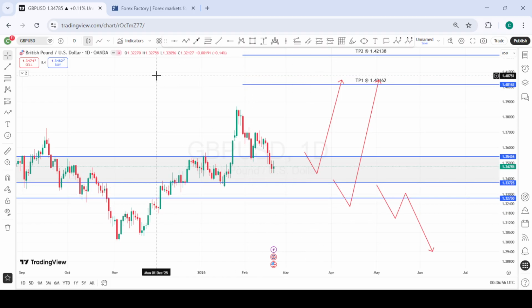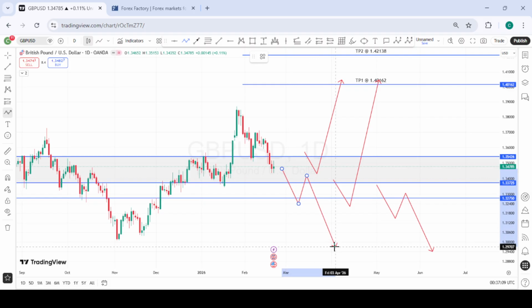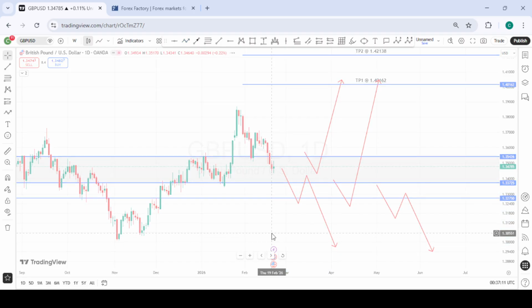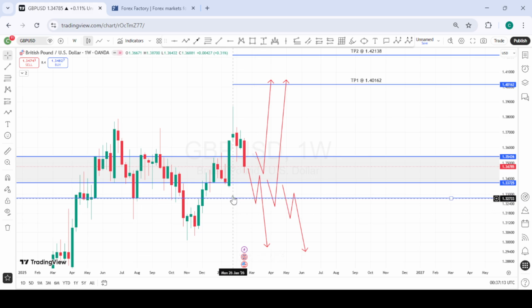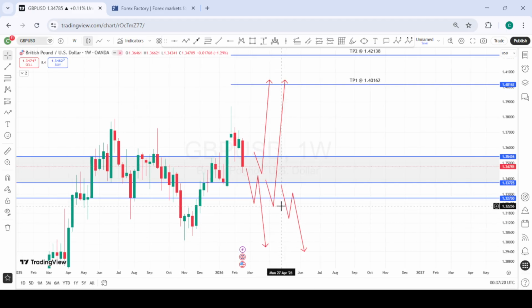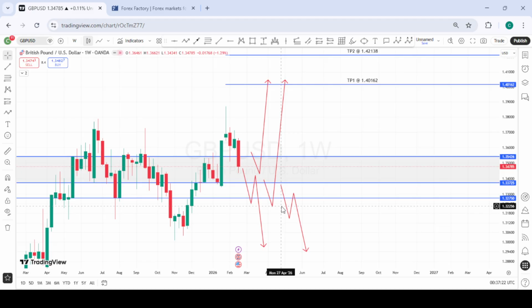Also, should we get a weekly candle close below this weekly structure, then we would say GBPUSD has shifted bearish. So this is the weekly time frame, and this is the weekly structure I'm talking about. Should we get a weekly candle close below this structure, account for a pullback and continue downwards, then we'll be looking out for the bearishness for GBPUSD. But currently we are bullish for GBPUSD.